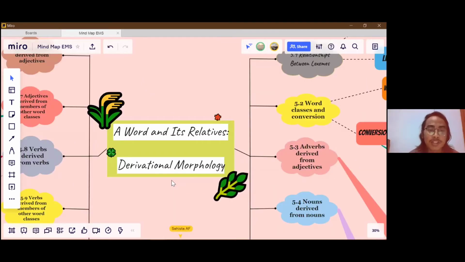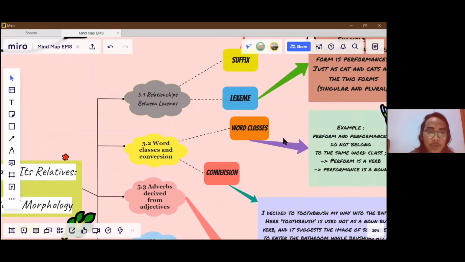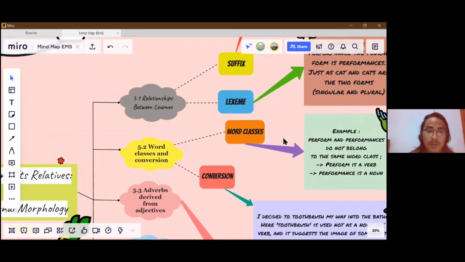A word and its relative derivational morphology. The first subtopic is relationship between lexemes. Relation between lexemes is divided into two subtopics. First is suffix. A suffix is a morpheme at the end of a word to form a derivative.